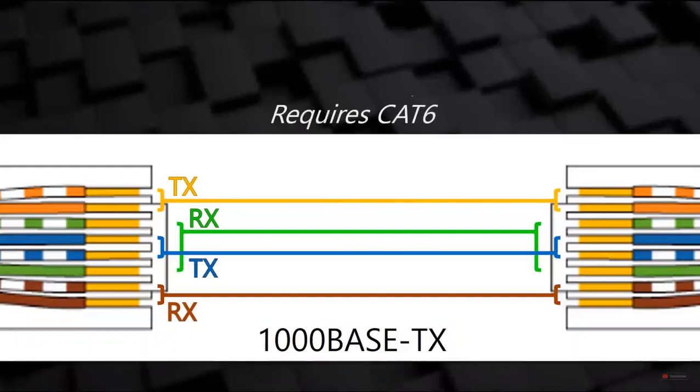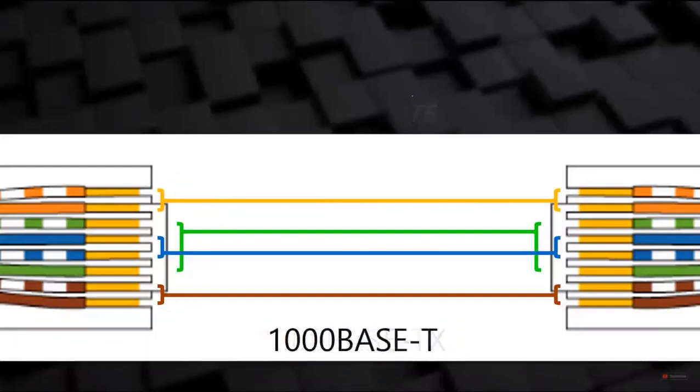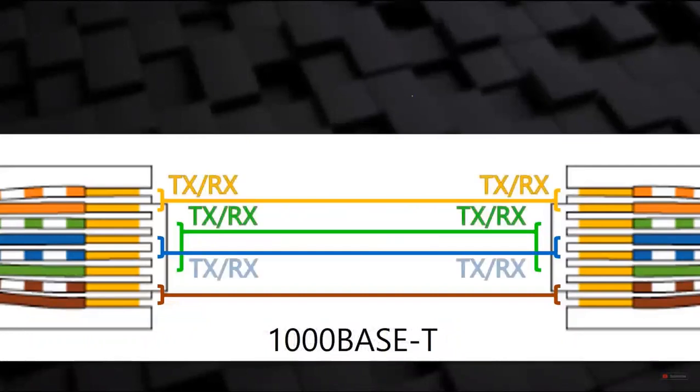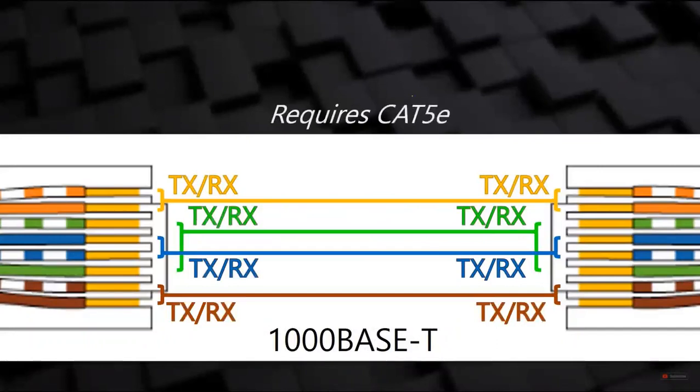You will need Cat6 cabling or higher if you want to use this standard. The T standard uses all 4 ports for sending and receiving. It's a bit different to everything we've discussed so far, but it works, and you only need Cat5e to support it. An interesting requirement in both 1000BASE standards and newer is that they require Auto MDIX support.